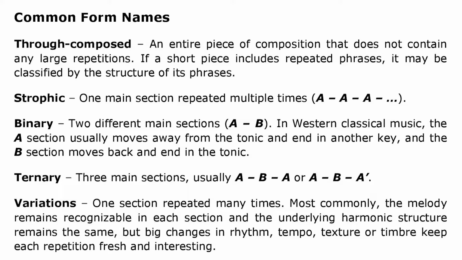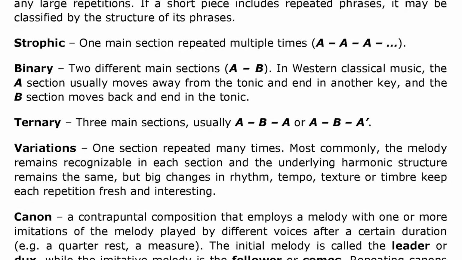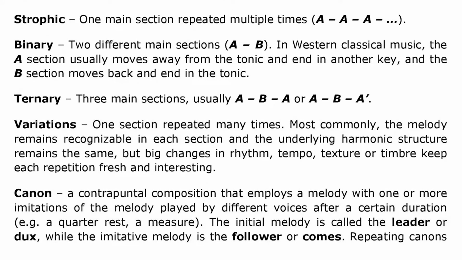Now this is usually used in Western classical music. The A section moves away from the tonic and ends in another key, and the B section moves back and ends in the tonic. Another form is ternary. Ternary means you have three main sections. Variations, you have one section repeated many times. Canon, you have contrapuntal compositions that employ a melody with one or more imitations of the melody played by different voices after a certain duration.